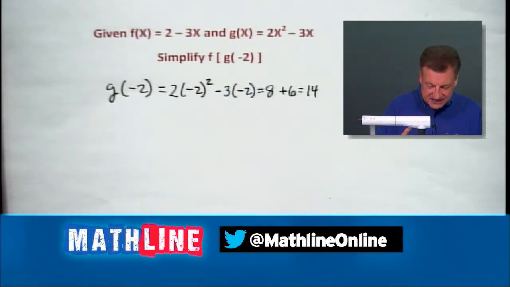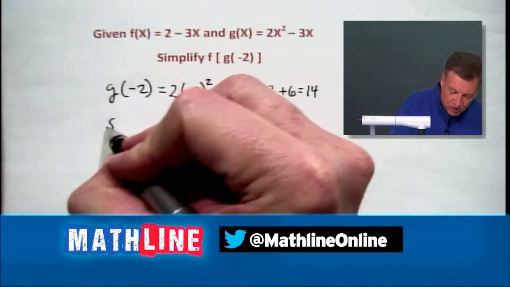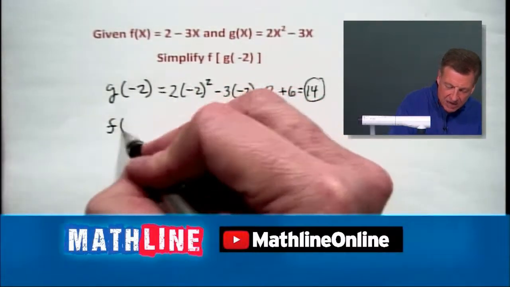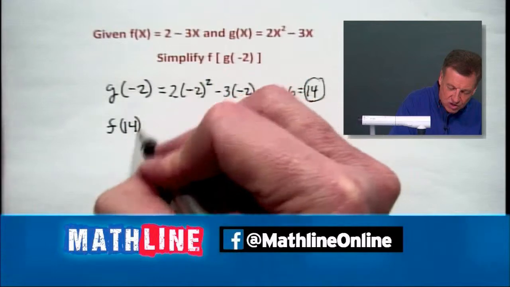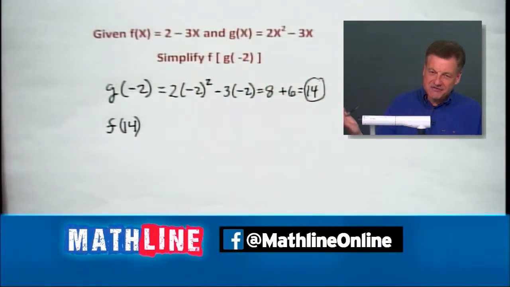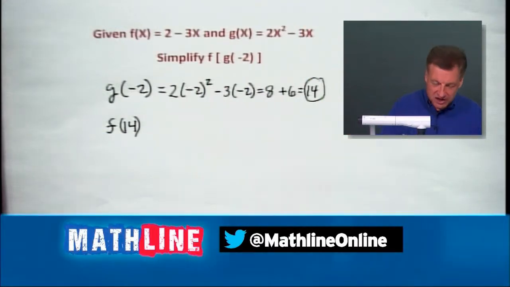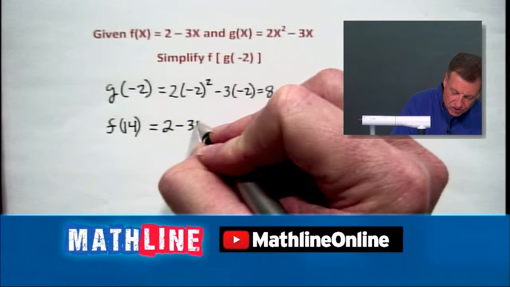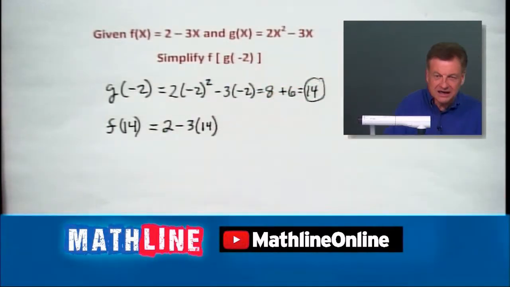Now, what's the next hint? The next hint says now we're going to take that g of negative 2, which we have at 14, and we're going to plunge it right in there. Evaluation time, and it says simplify, but we're actually going to be able to evaluate. So here we have it. 2 minus 3 times, oh, you got it, 14. Wow, that gets kind of big, doesn't it?